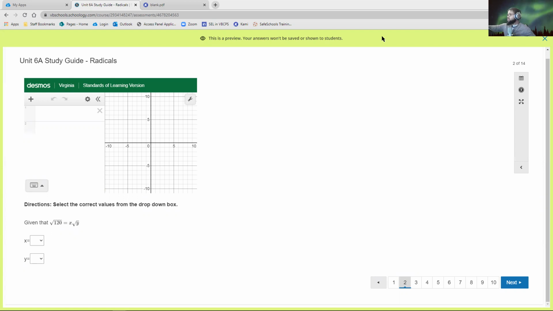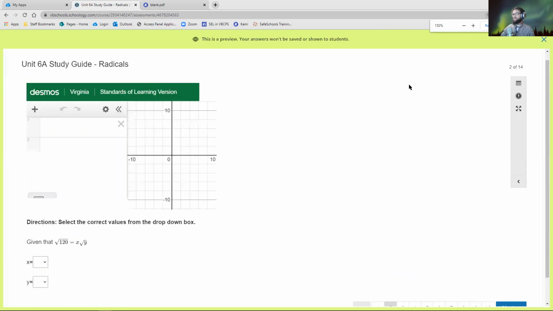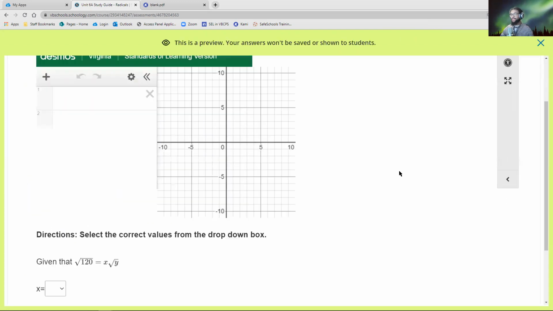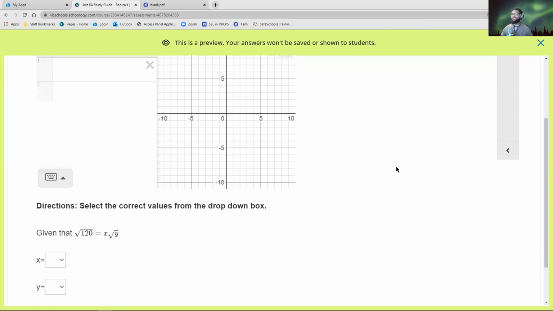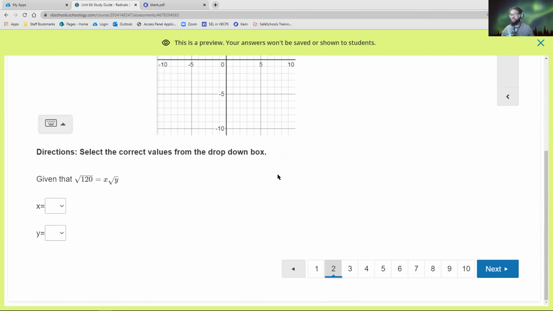All right. So starting with question 2, and let me zoom in just a wee bit in case you guys can't see. This one says directions are to select the correct values from the drop-down box. And it says, given that the square root of 120 is equal to x square root y. And this is asking us to go ahead and simplify this radical.